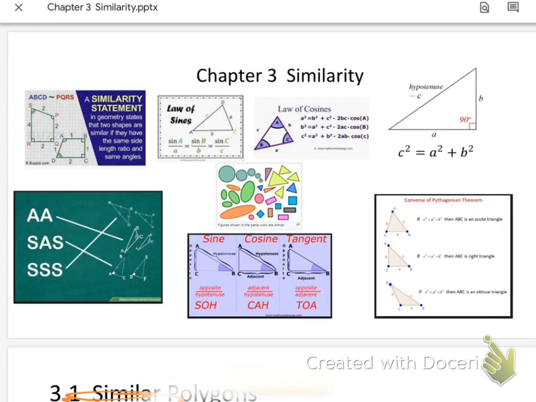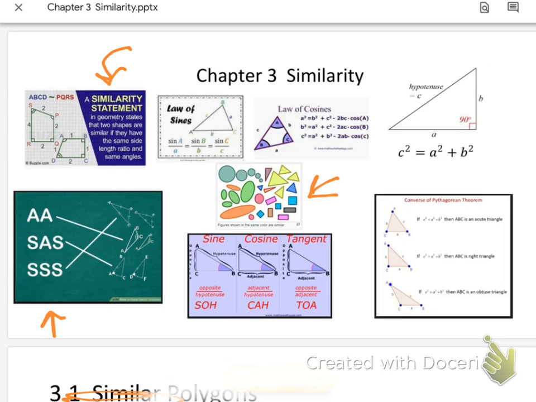In this video, we're going to go over Chapter 3, which focuses on similarity in triangles and in polygons. So on the opening slide, I pretty much have a summary of all the things that are in this chapter. So here's some information about similarity. Here's some ways of proving similarity.